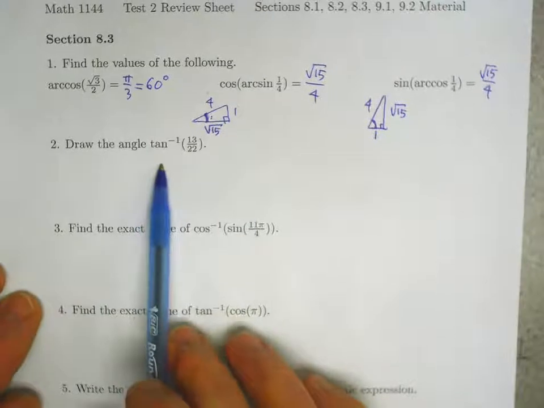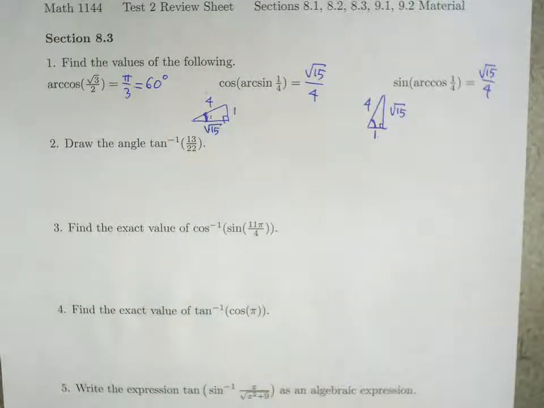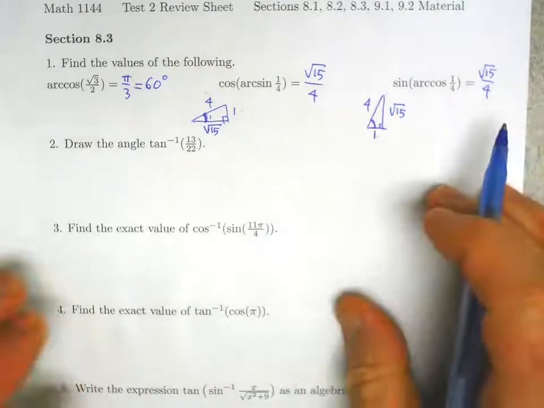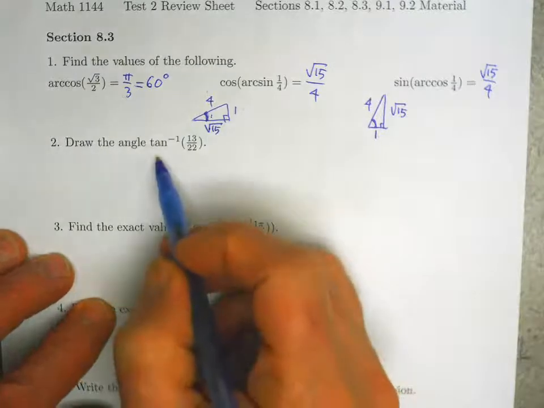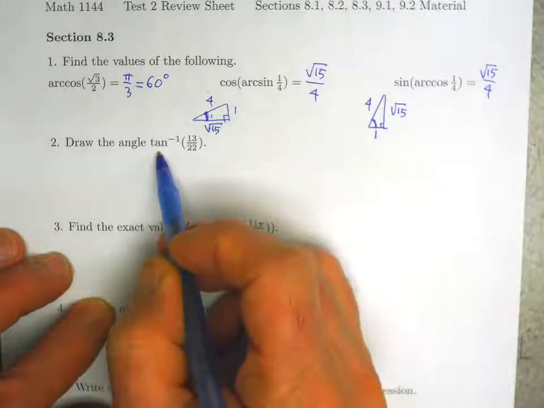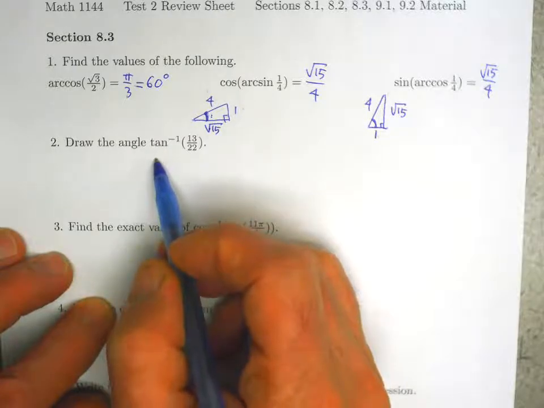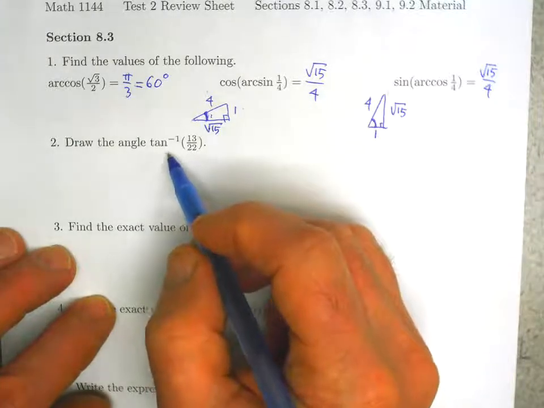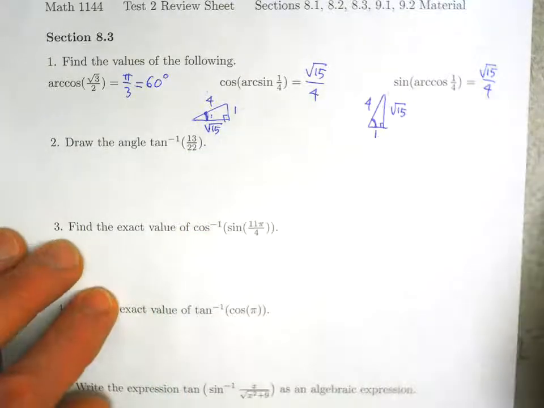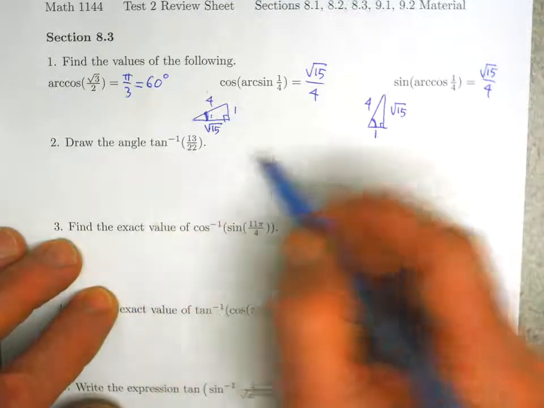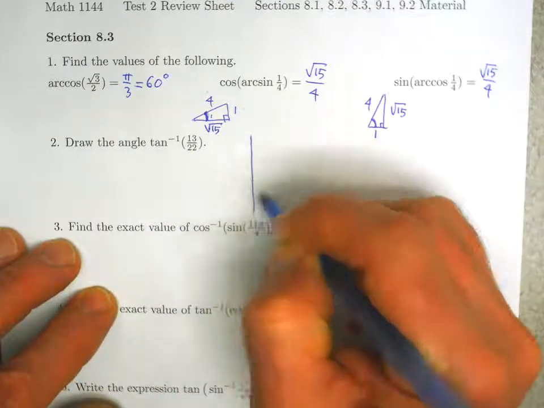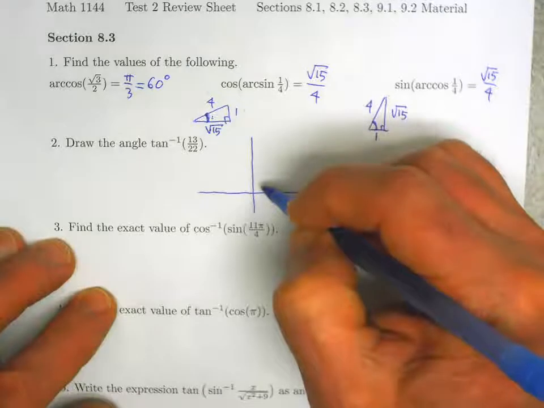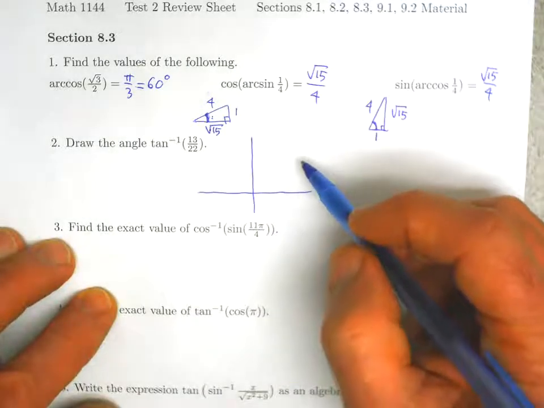Okay, draw the angle inverse tangent of 13 over 22. This is an angle, so how do you draw an angle? Remember that the range of inverse tangent is from negative pi over 2 to pi over 2. And tangent is positive between 0 and pi over 2. So the angle is in the first quadrant. So we want to draw an angle where it looks like the tangent is 13 over 22.